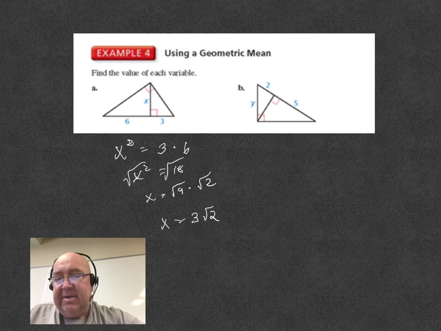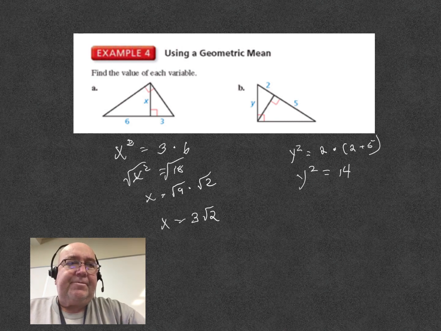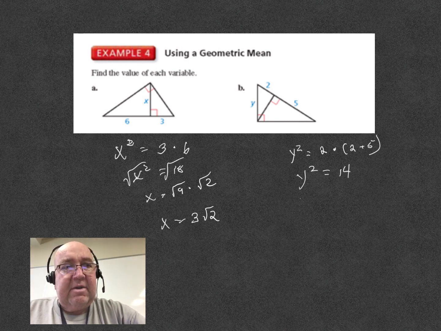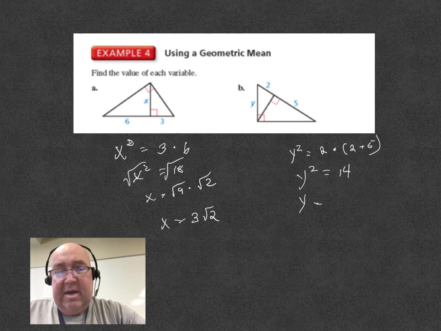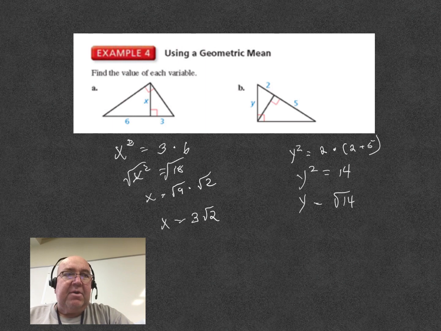Okay, on this one, we're going to have y squared is equal to 2 times 2 plus 5, which is 7. So y squared is equal to 14. And then we do the square root, we get y is equal to square root 14. I can't take any perfect squares out of that, so we'll just leave it at square root 14.